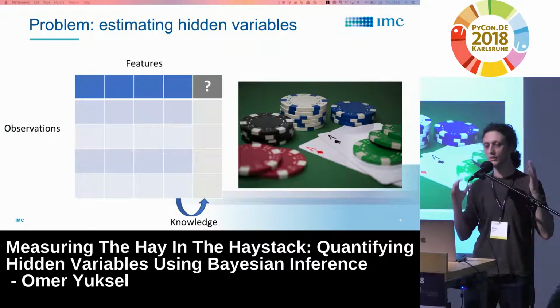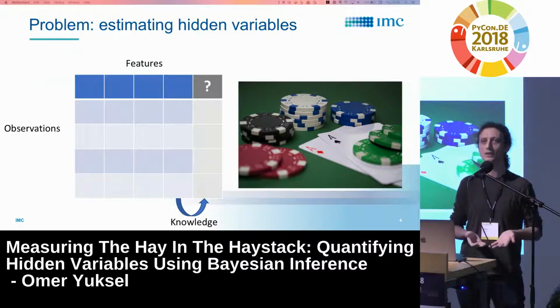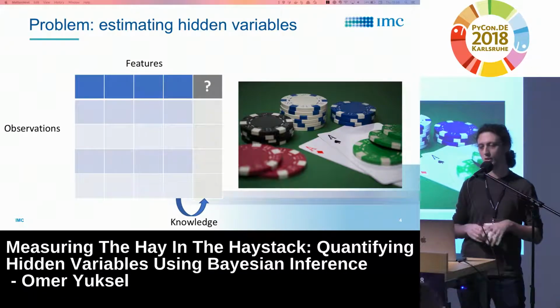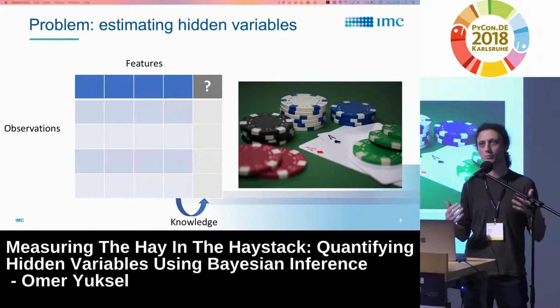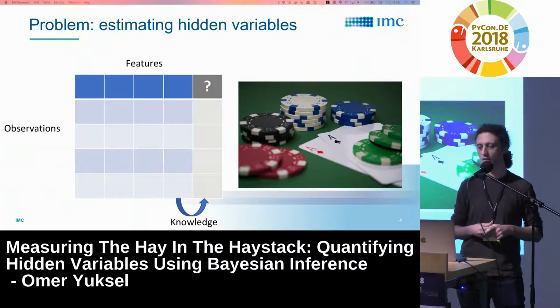So quantifying hidden variables: if the variable is completely out of reach, then this doesn't really make sense. So what we actually do is we have data, we have knowledge, and we want to bridge the gap with our model. That's why I mentioned probability distributions. They help bridge the gap between your data and what you know about the underlying system.